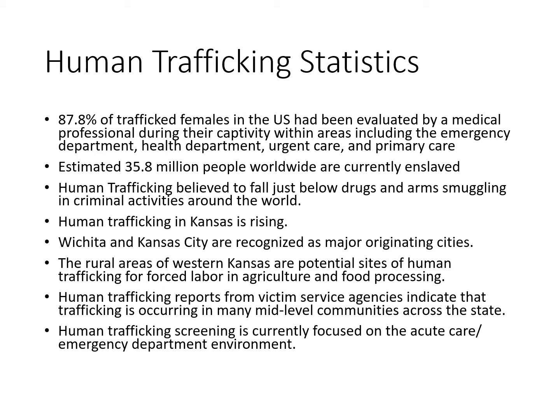Wichita and Kansas City are recognized as major originating cities. The rural areas of western Kansas are potential sites for human trafficking for forced labor in agriculture and food processing. Human trafficking reports from victim service agencies indicate that trafficking is occurring in mid-level communities across our state.